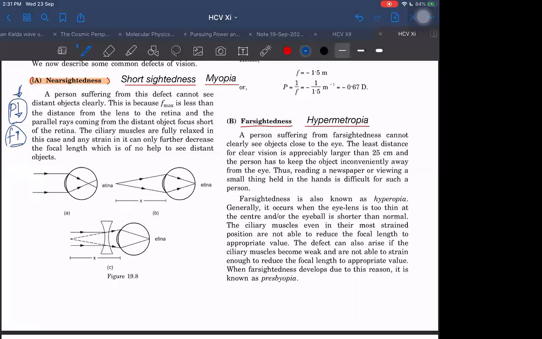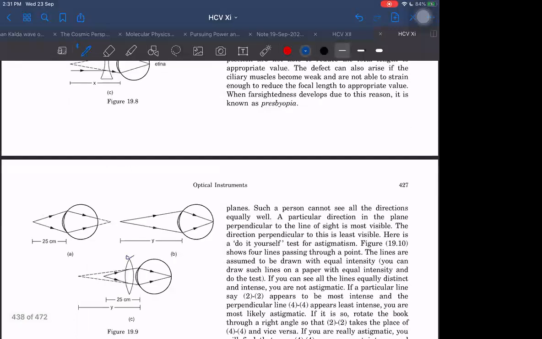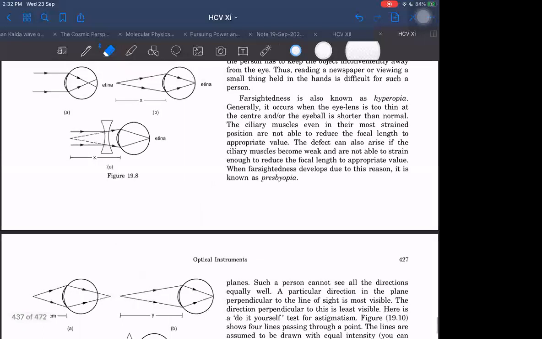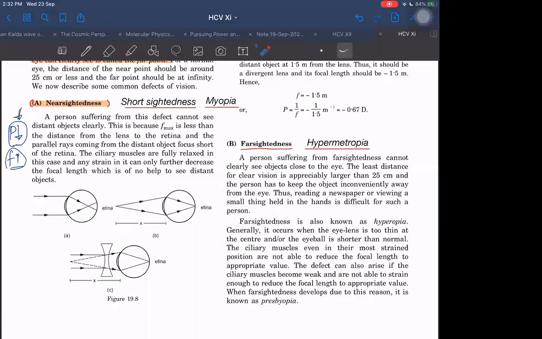And similarly for hypermetropia, it will be the opposite of that. Then we will be using a convex lens, because we want to increase the power. We want to effectively increase the power of the eye lens, right? And how it happens that way, here also they have shown the diagram. See here, these rays which are coming parallelly from infinity are not able to focus on the retina.